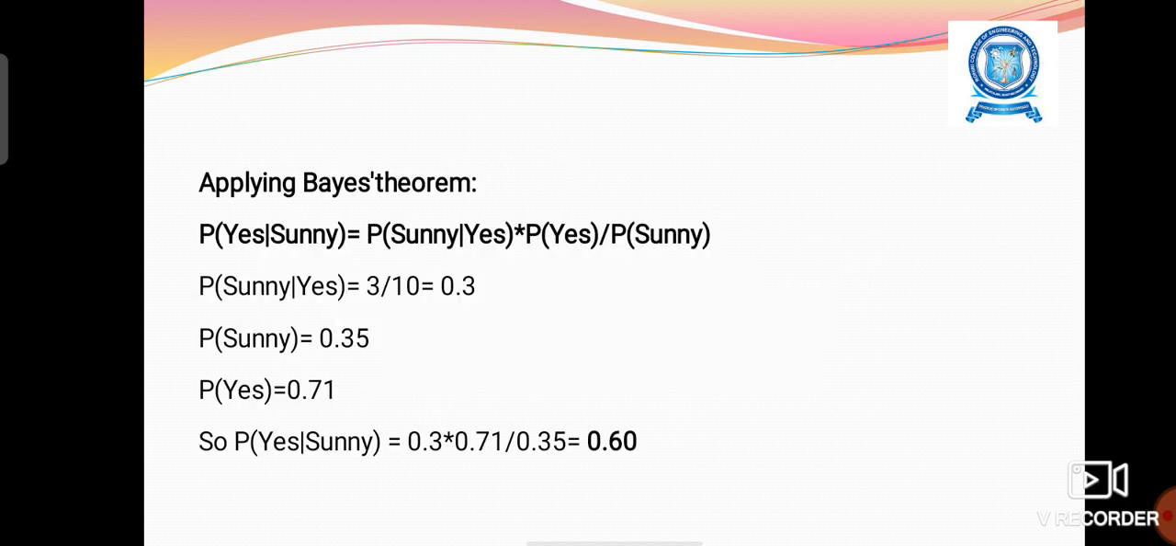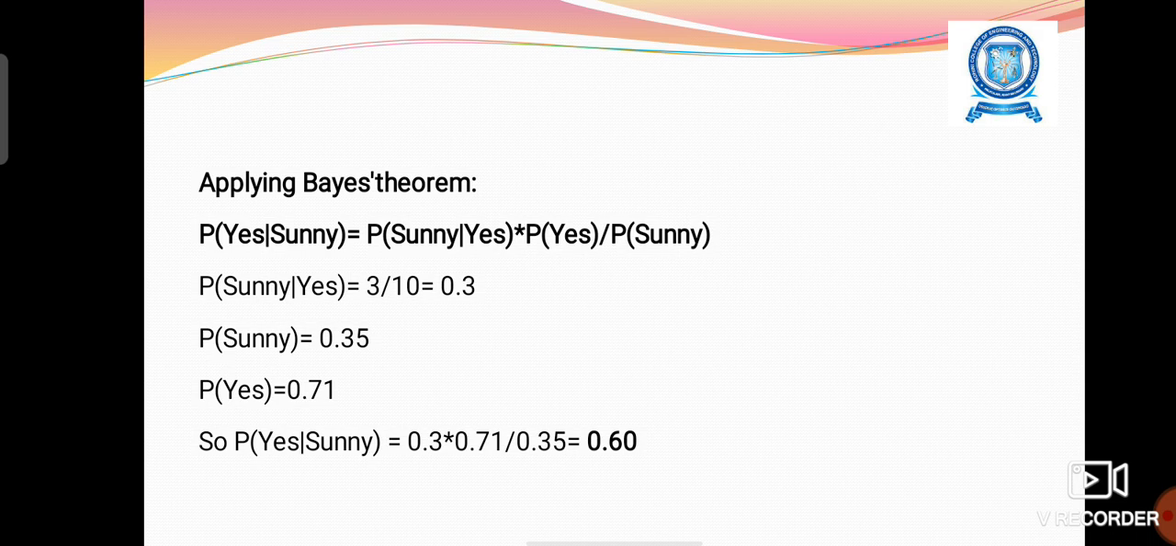And the next step is to use the Bayes rule formula, and on the left side we want to calculate our required probability value, that is P of yes given sunny. That is, if the weather is sunny, whether we can play or not. That is, what is the probability of having the yes value for play if the weather is sunny? That is P of yes given sunny, which is equal to the probability of sunny given yes times P of yes divided by P of sunny.